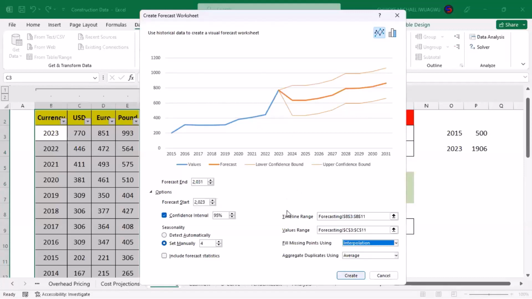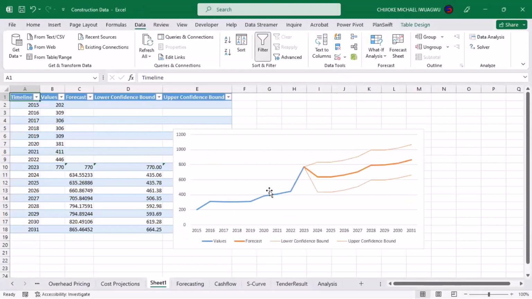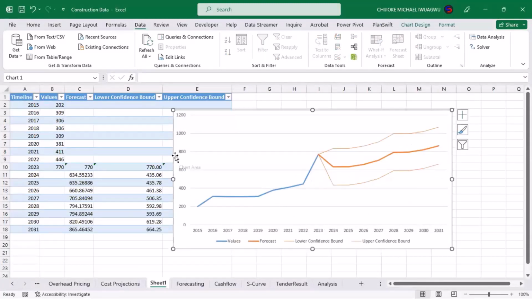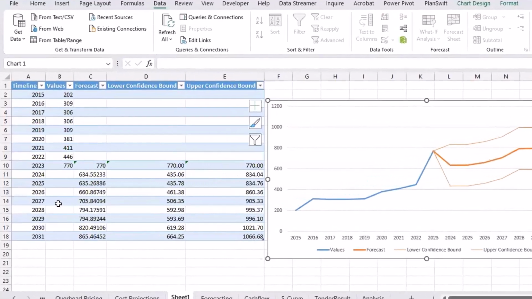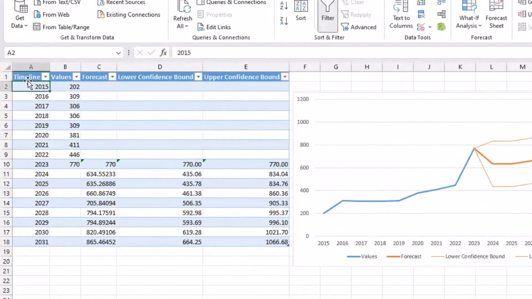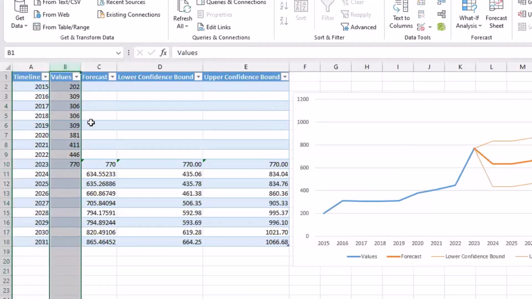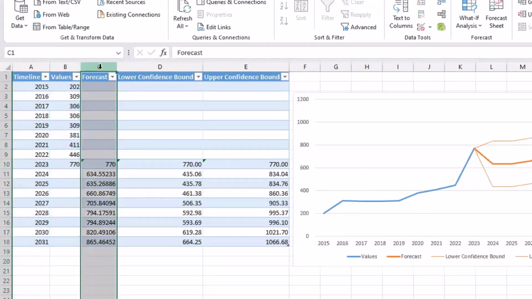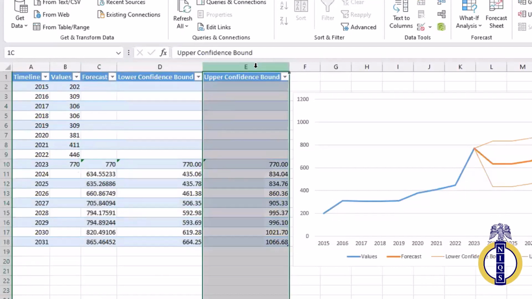All right. So I'll go ahead and click create, and the application would have gone ahead to prepare the charts. But where I want to draw our attention is mostly on this place. Here, this is the timeline that we have already. And this is the values that we have. And these are the forecasted average. This is the forecasted average. This is the lowest confidence rates. And this is the highest confidence rates.